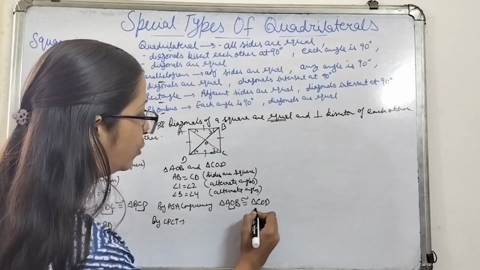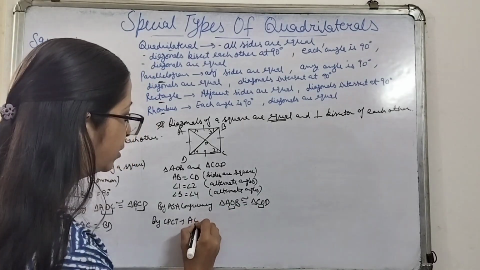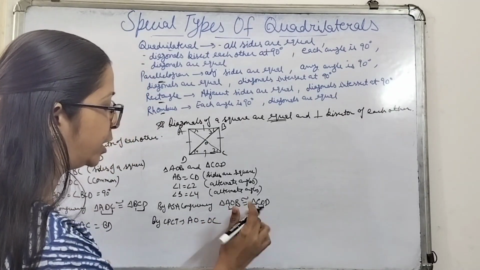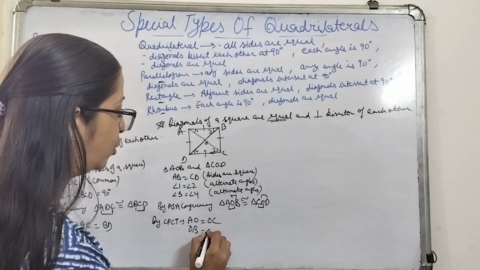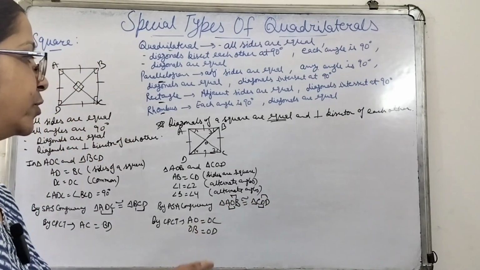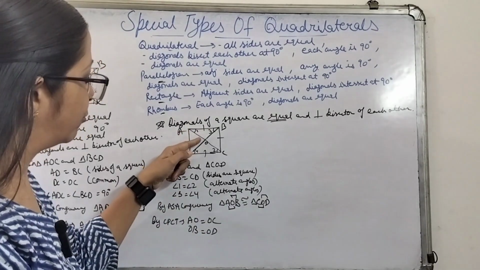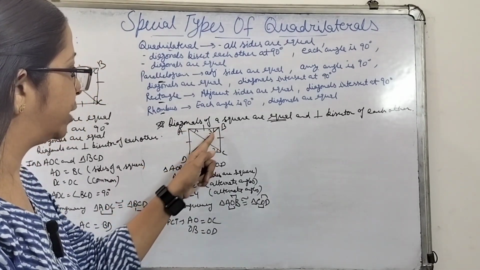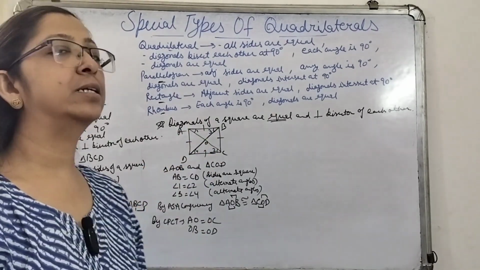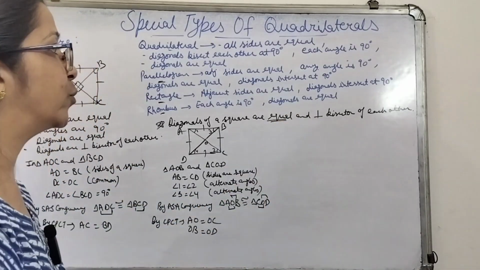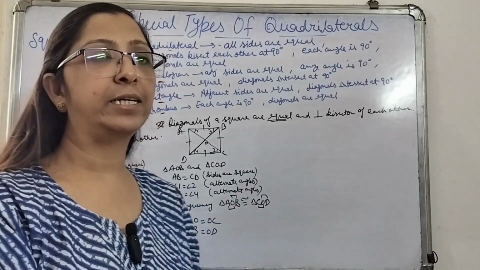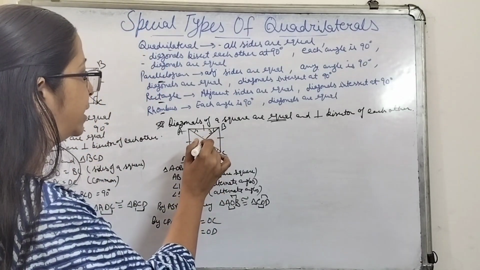So AO will be equal to your OC, corresponding parts, and OB will be equivalent to your OD. The corresponding parts will be equal. That means OA is equivalent to OC and OB is equivalent to OD. That means diagonals are bisecting each other. Now the third thing which we need to prove is that diagonals are bisecting at 90 degree. That means these angles are 90 degree.